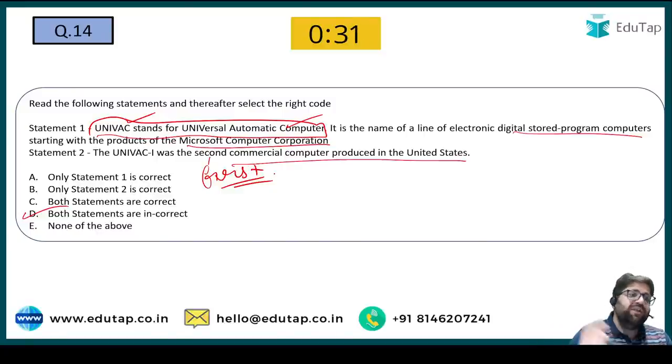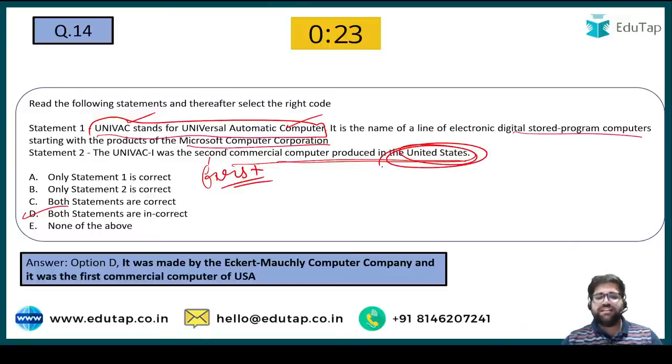Here statement 1 is also incorrect. Here statement 2 is also incorrect. Statement 2 is incorrect because this was the first commercial computer which was invented in United States, and moreover UNIVAC was formed by Eckert-Mauchly Computer Company.